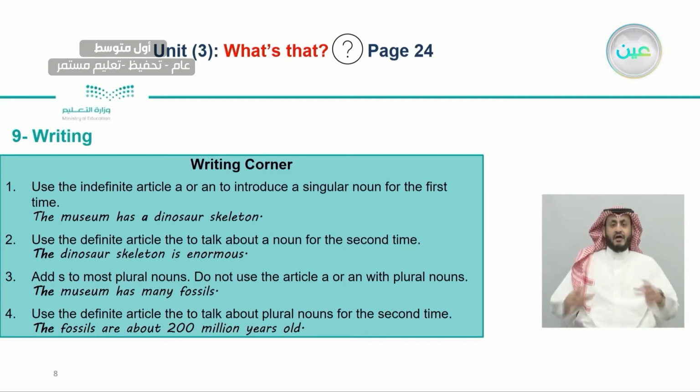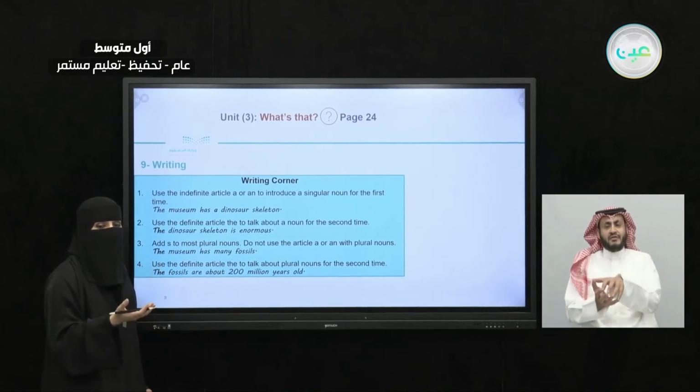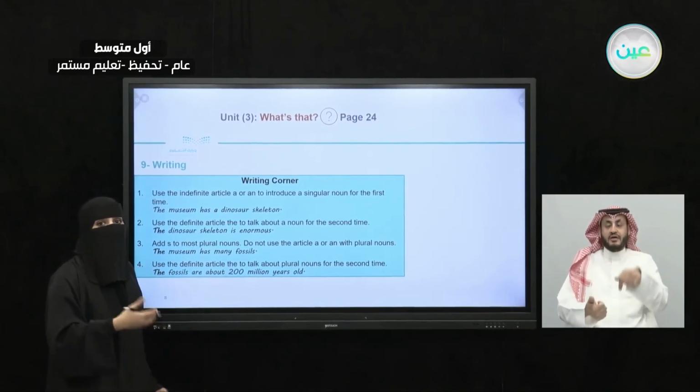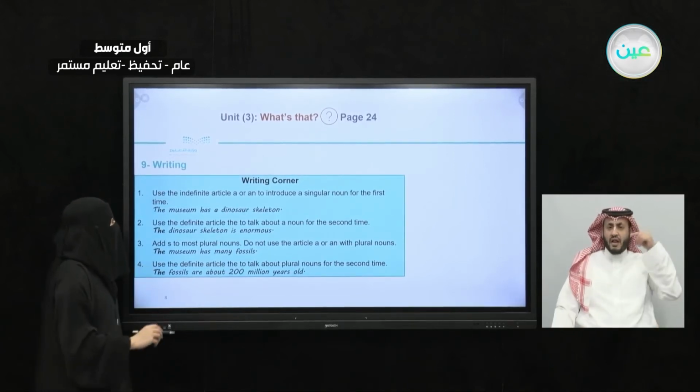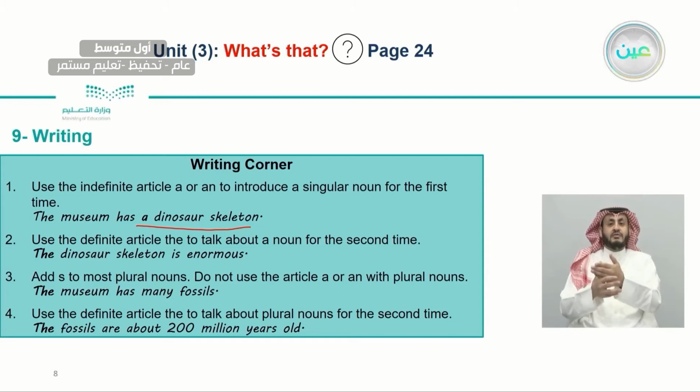Our writing corner, number 1, use the indefinite article a or an to introduce a singular noun for the first time. Remember, we said we use a and an before a singular noun. But here we add more information. A singular noun for the first time, what does that mean? If you're about to write for your reader and you mention an object for the first time, your reader probably doesn't know what you are talking about. Look at the sentence. The museum has a dinosaur skeleton. Which dinosaur skeleton are you talking about? I have no idea. Okay, we're mentioning this for the first time, so that's why I'm using the indefinite article a before the dinosaur skeleton.